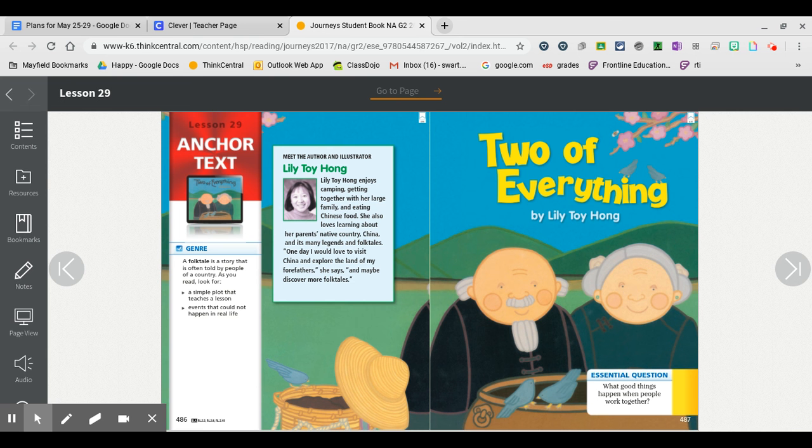And when we meet on Wednesday to reread this together, we will take a deeper look at these things.